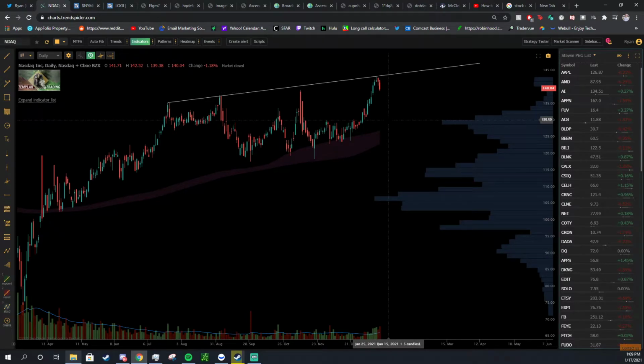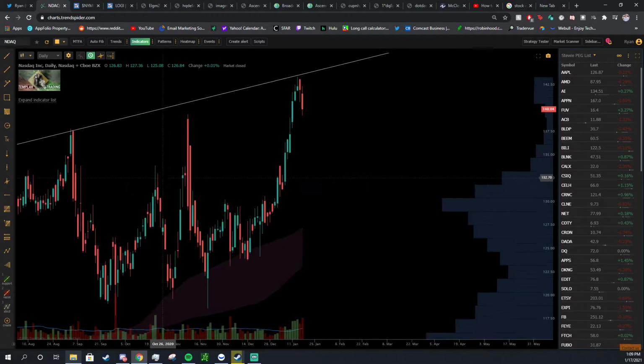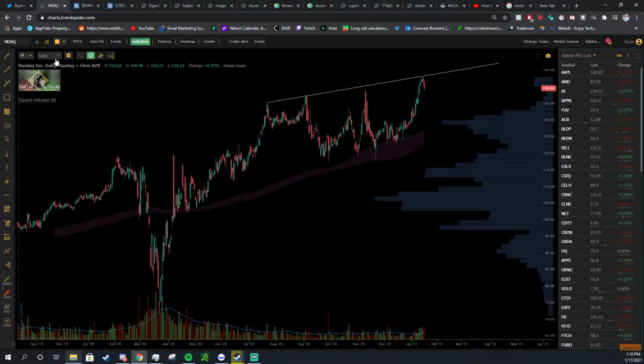For the NASDAQ, we could go as far as this 131 shelf to 128, which would once again respect that 150 MA. And yeah, we'll see about that.